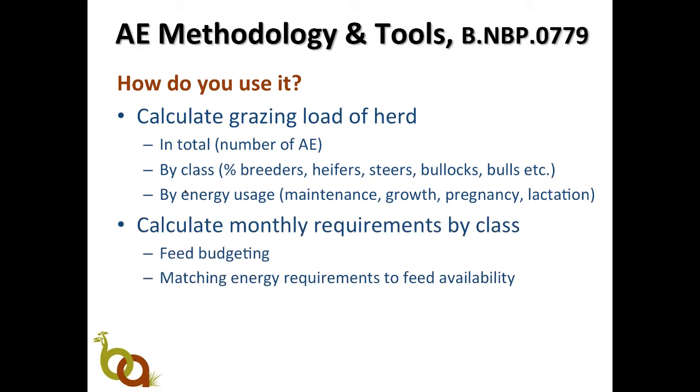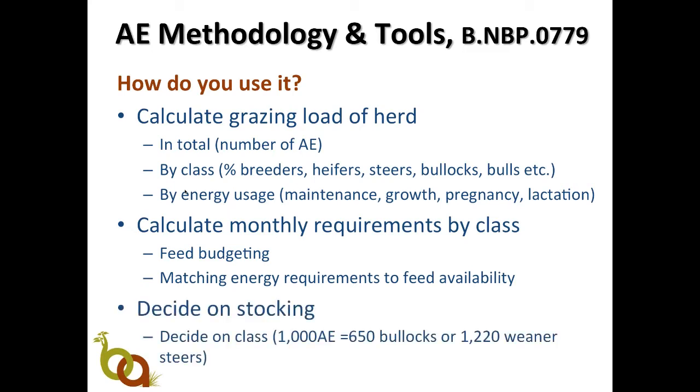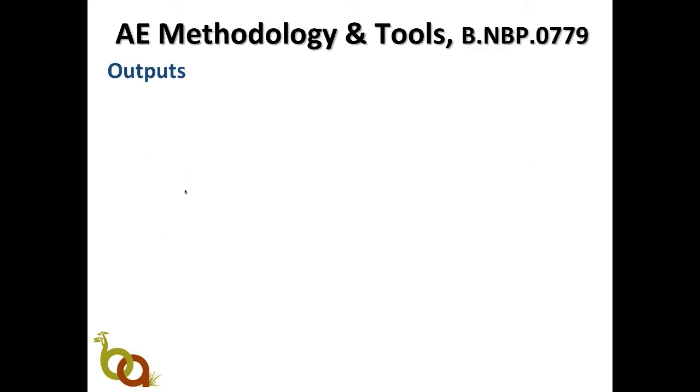And calculate monthly requirements by class for feed budgeting and ensuring that you're matching the energy requirements to feed availability, and we'll see that in some of the tools we go through shortly. And you can decide on stocking for the class. 1000 AE is 650 bullocks or 1220 weaners, depending on their factors.